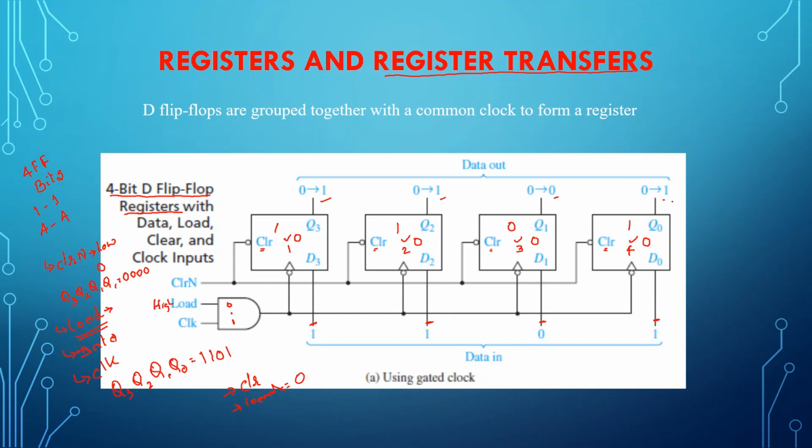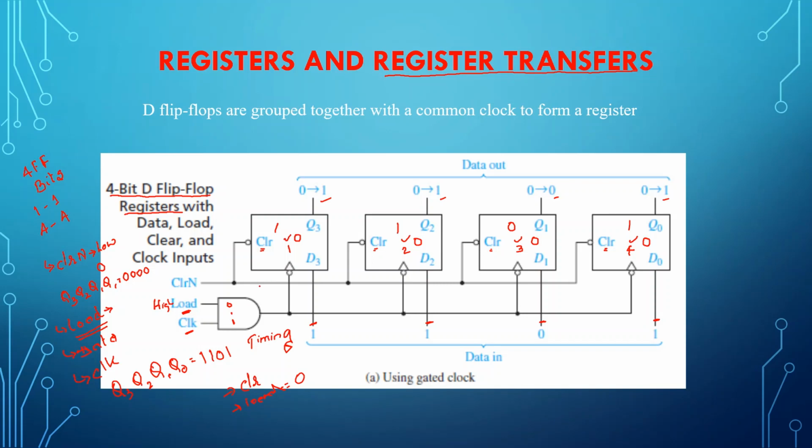So load input has to be given. Without giving load input, your registers cannot load the new data. But the problem with respect to connecting load and clock together, if we are connecting the load and clock together to an AND gate, and you are taking that as a single output, normally my circuit will be facing timing issues. Timing issues in the sense, sometimes this load input will not be shown at the registers at all. Even though you give the load input, it will not be shown at all.